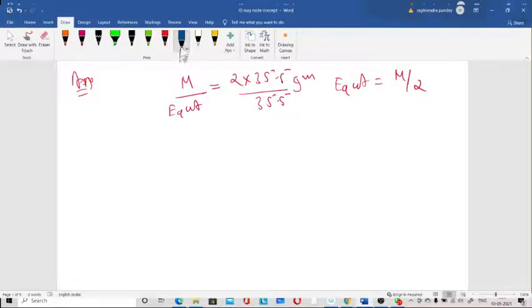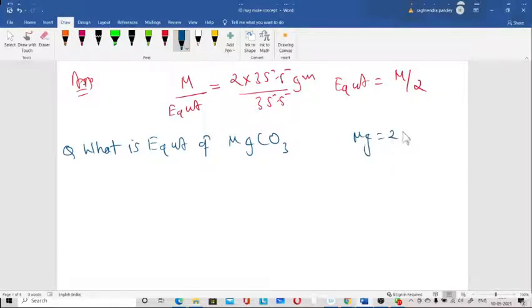Okay, next question we can take. What is the equivalent weight of magnesium carbonate? Equivalent weight of magnesium carbonate. Magnesium has 24 gram. Magnesium is 24 gram. So what is the equivalent weight of magnesium carbonate?